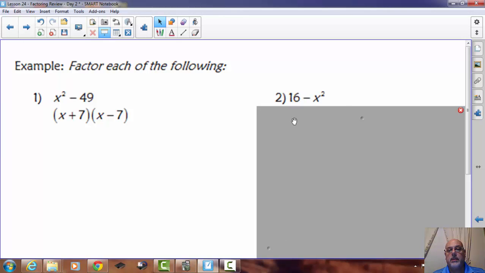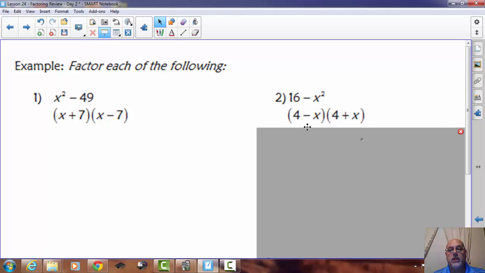Now take a look at this last one. It's 16 minus x squared. 16 is a perfect square, so is x squared. So in the parentheses, the square root of 16 will go first. So we have 4 minus x and 4 plus x. You've got to make sure that you maintain the position. The square root of the first term goes in the first spot of the parentheses. The square root of the second term goes in the second spot in each set of parentheses. That's important to maintain, because 16 minus x squared is very different than x squared minus 16.